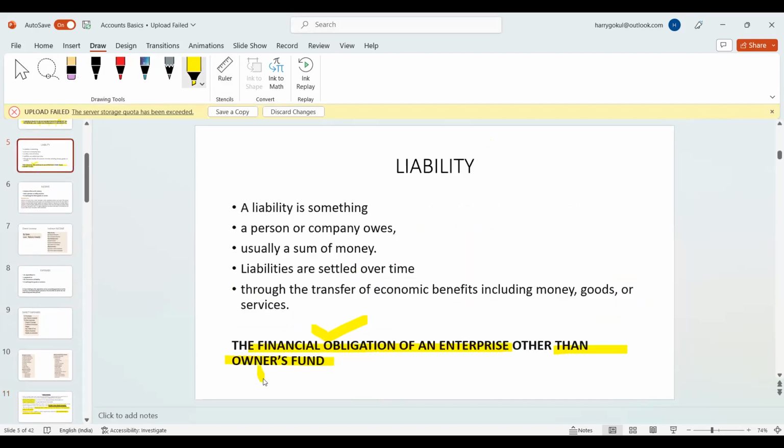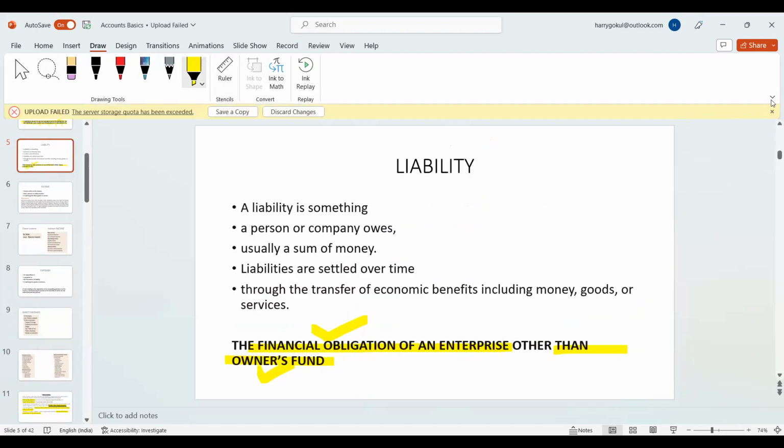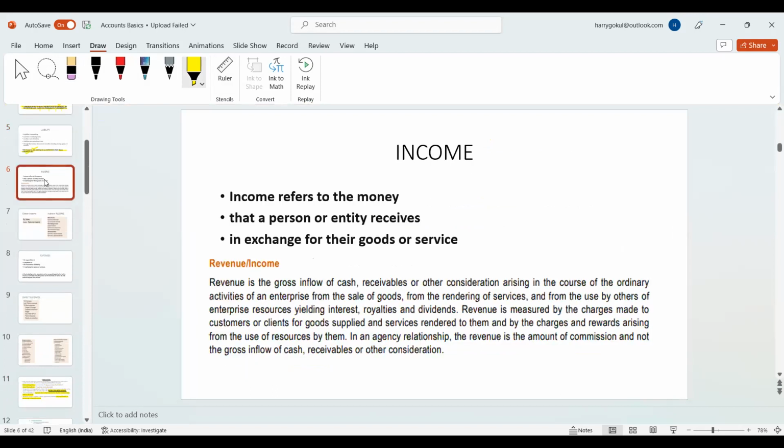That's the reason we have it separately, other than owner's fund. The owner's fund is the liability of the organization. The organization needs to pay the owner the amount invested by him into the business. And income, or else you can call it revenue.